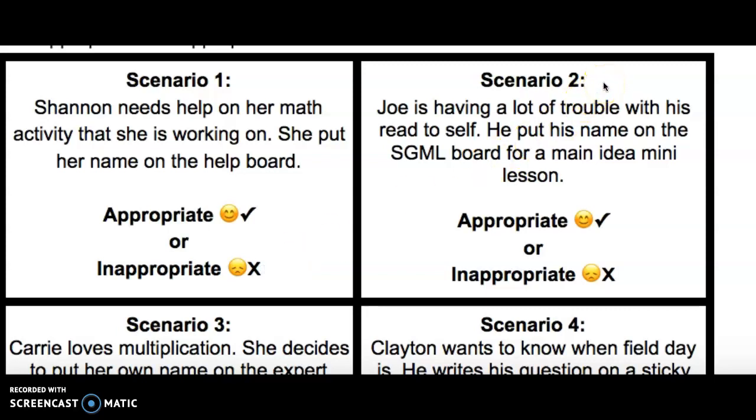Scenario 2. Joe is having a lot of trouble with his read to self. He put his name on the Small Group Mini Lesson or SGML board for a main idea mini lesson. Is this appropriate or inappropriate?